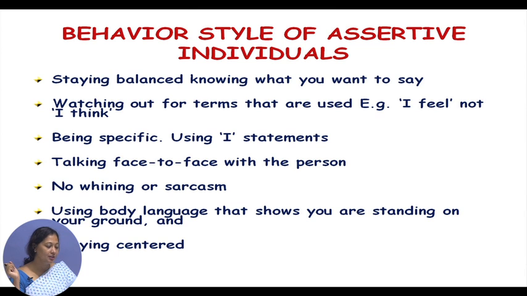Using body language that shows that you are standing on your ground, that is, that the individual is confident of what he or she is saying, and staying centered. That means he is focused on the conversation rather than drifting away to other things. One very simple example of the communicative style of assertive individuals that you can easily notice is they talk more slowly and in a more grounded way.